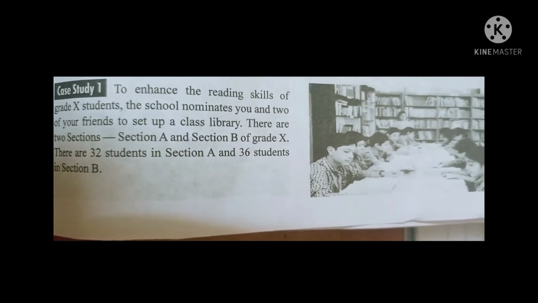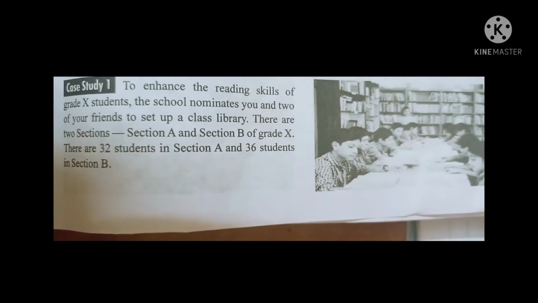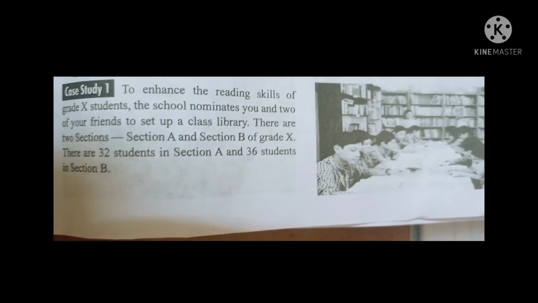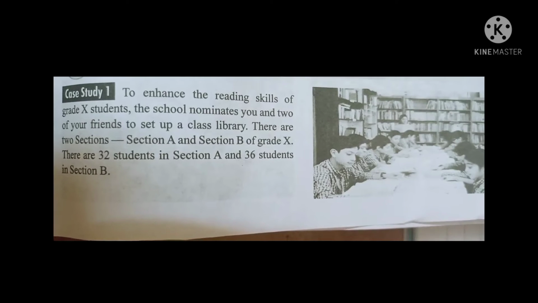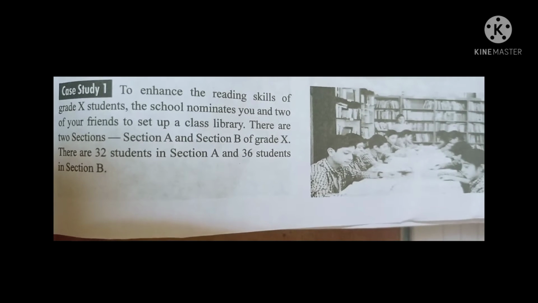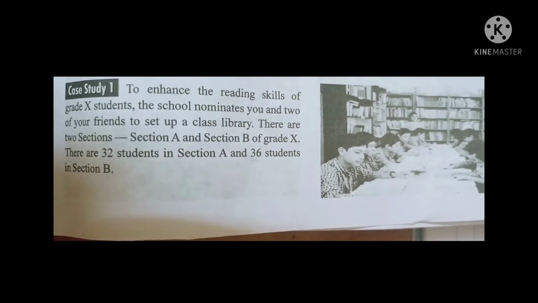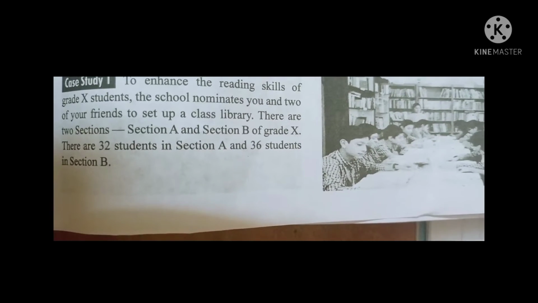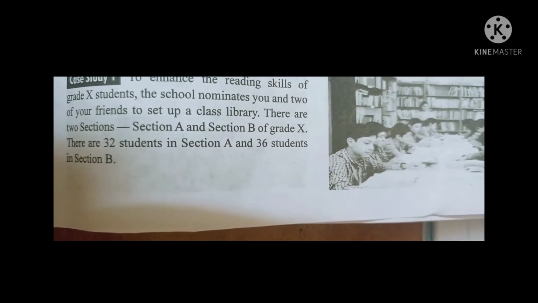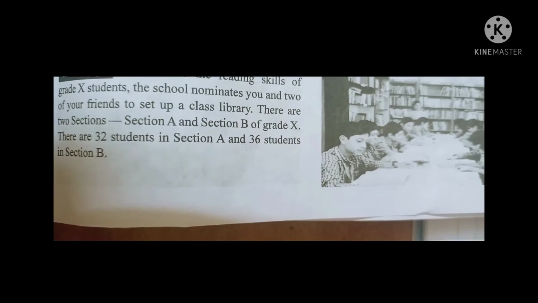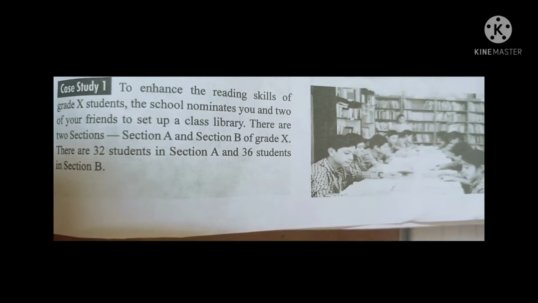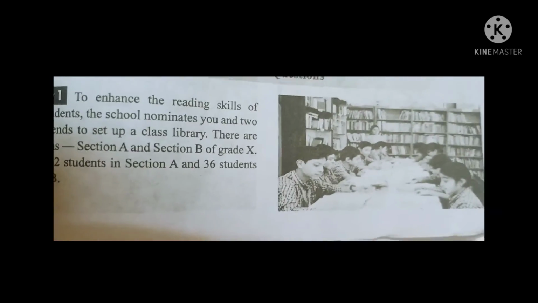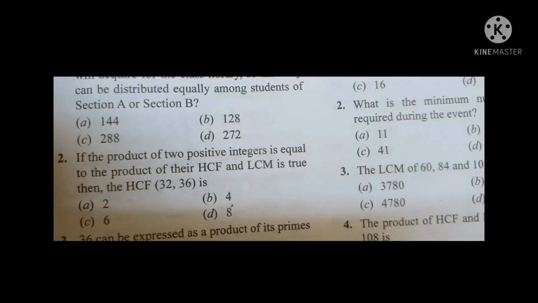Children, let us discuss some case study questions. Let us start with the first question. To enhance the reading skills of grade 10 students, the school nominates you and two of your friends to set up a class library. There are two sections, section A and section B of grade 10. There are 32 students in section A, 36 students in section B. So let us start with the question.